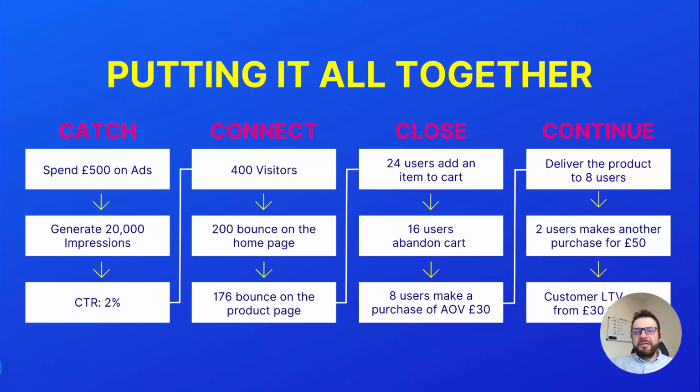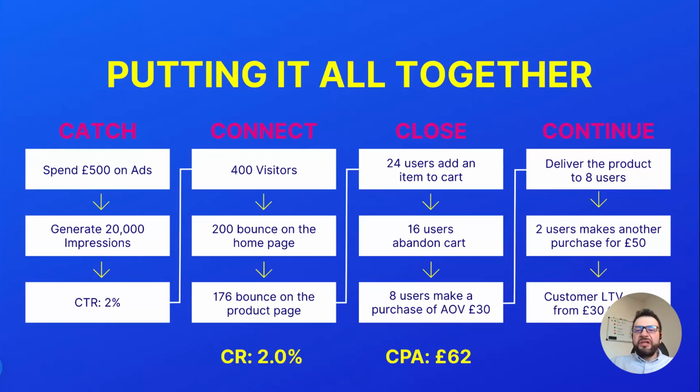And therefore your job now is to deliver the product to 8 users. So that's where the continue starts. Deliver the product, deliver it on time. And then if you do that, you get some repeat purchases. Then you can get 2 users making a repeat purchase. And the good thing about the repeat purchase is that normally it is higher than the first purchase in terms of basket size, because they've already tried your product, they like it, they trust you, so they feel more comfortable buying more. Whereas if they do just one purchase, you have an average order value of 30. With this, your customer lifetime value goes from 30 to 43.